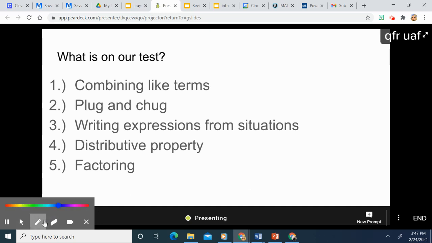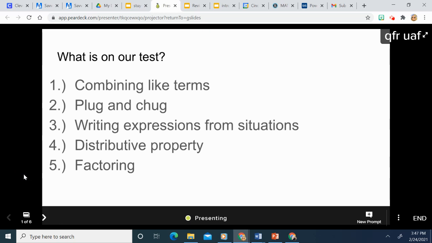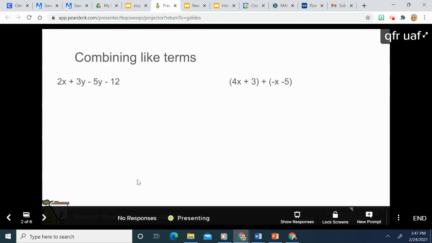All right, so this is a study guide for your test that you are taking today. So what is on our test? We got combining like terms, plug and chug, writing expressions from situations, distributive property, and factoring. This is all stuff we've gone over a lot. I don't expect this test to be too hard, but we're gonna do just one last minute review just to jog your memory. So first, combining like terms. So please go ahead and answer this first question.